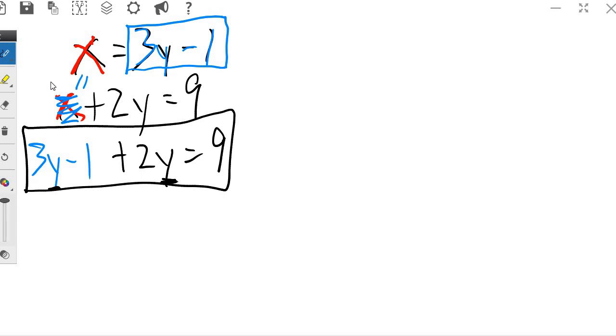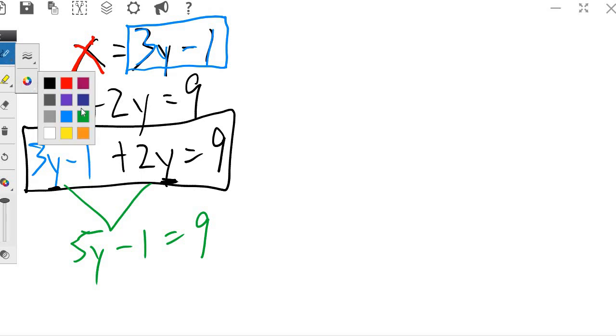So now you guys should know how to solve these equations. This is like a three-step equation, right? You have to combine like terms. 3y plus 2y is 5y. 5y minus 1 is equal to 9, right? So we went from two variables to one variable. How? By substituting one of the variables with the other one, that we set up to be substitutable, to be replaceable, right?